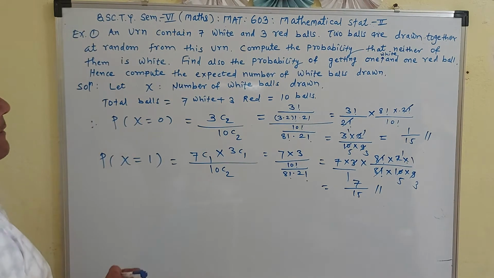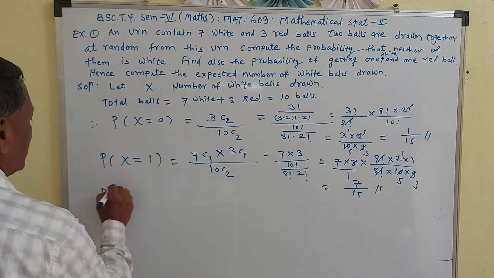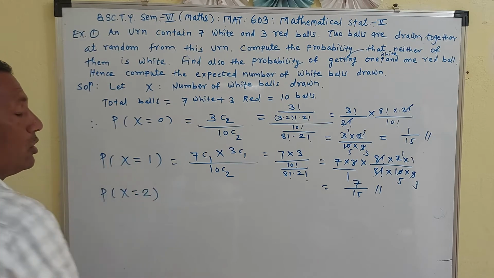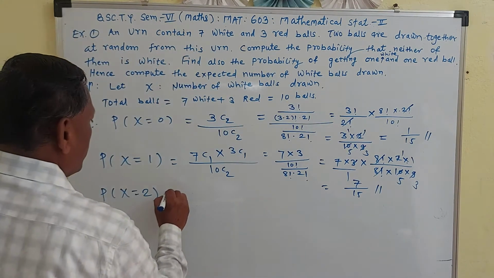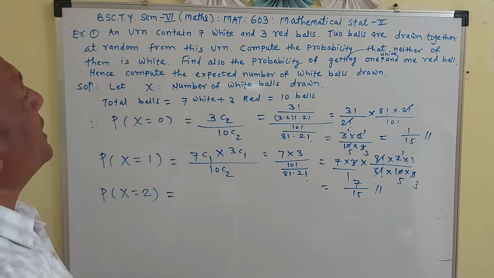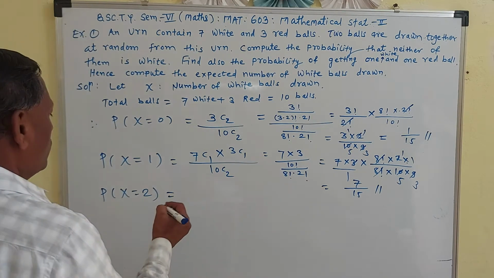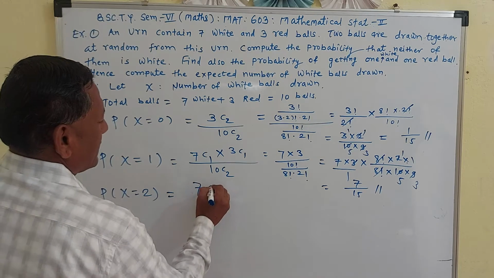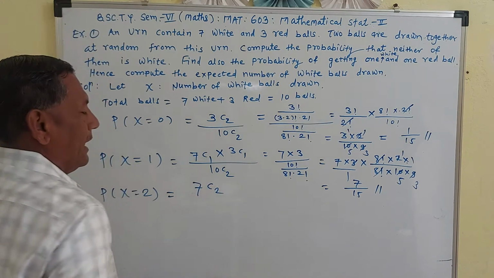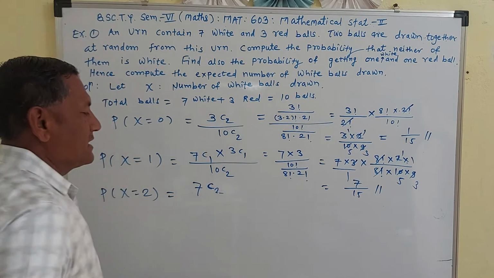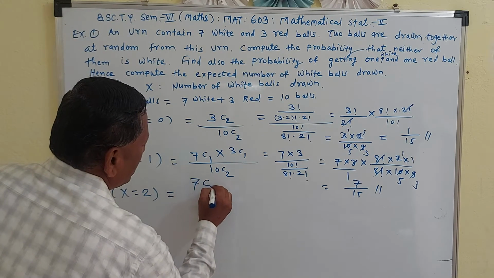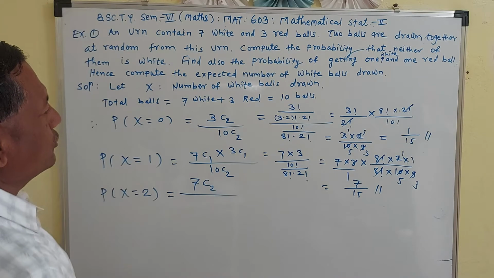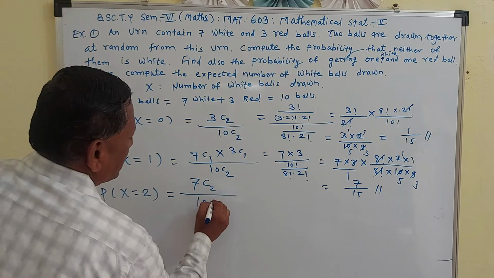Again, you have to find the probability of X equal to 2, drawing 2 white balls. There are 7 white balls, so 2 balls can be drawn in 7C2 ways. So the favorable number of cases is 7C2, upon the total number of cases, 10C2.